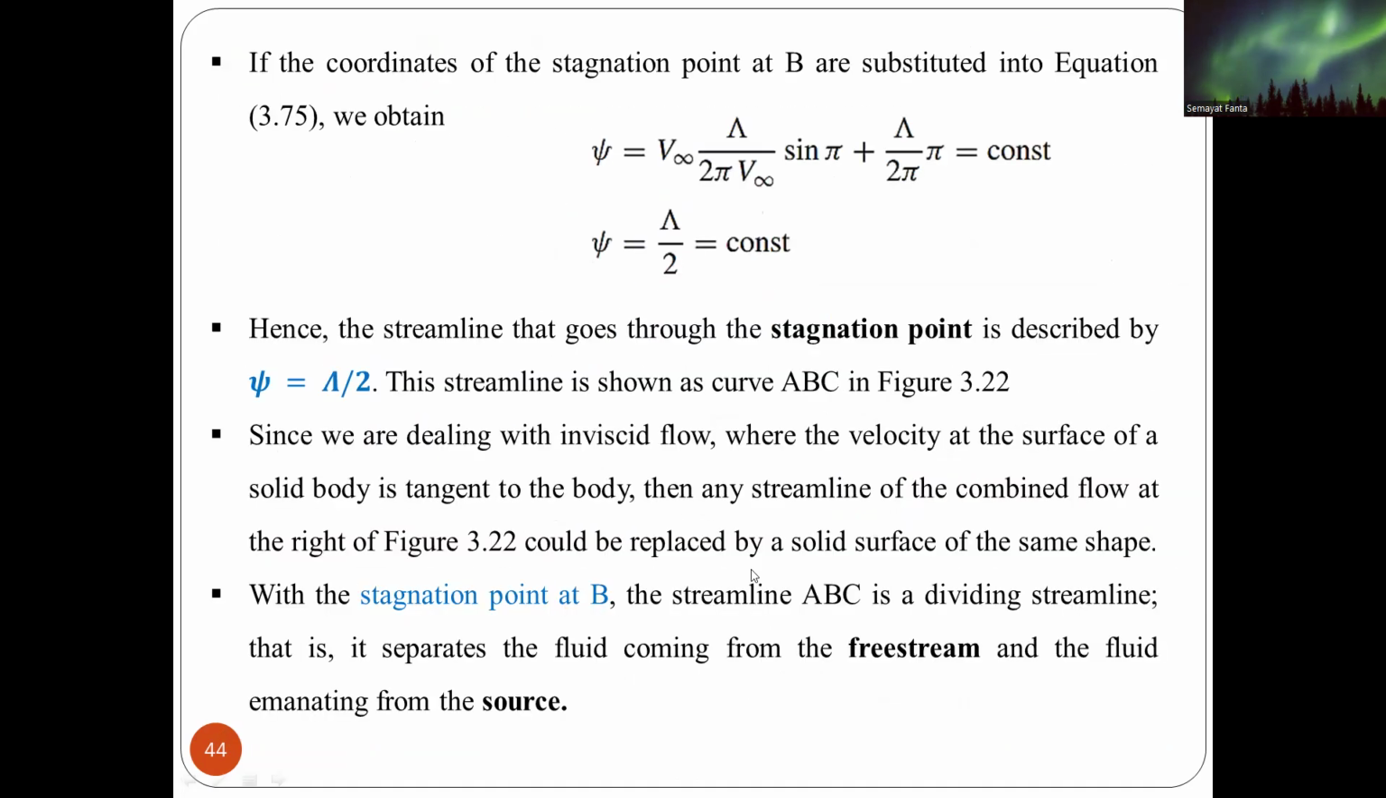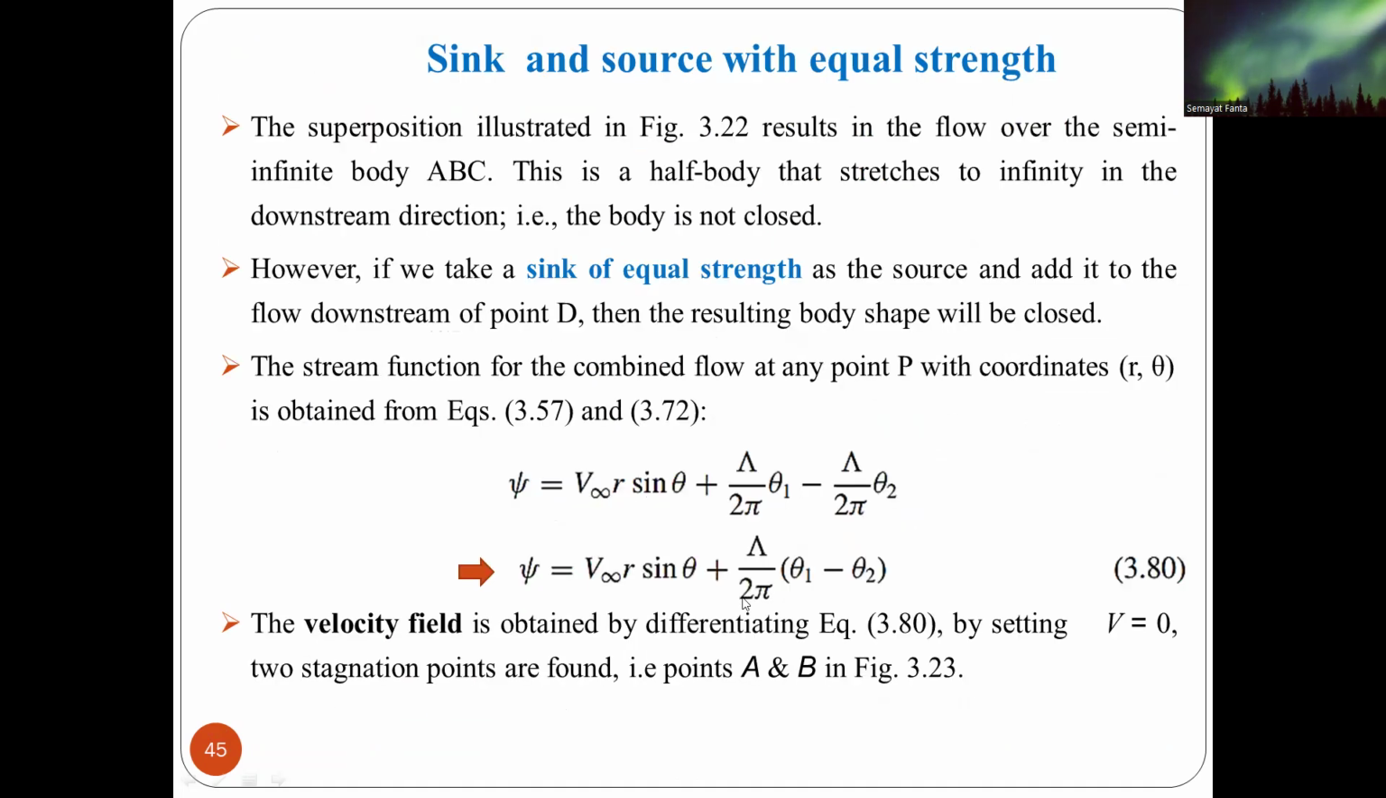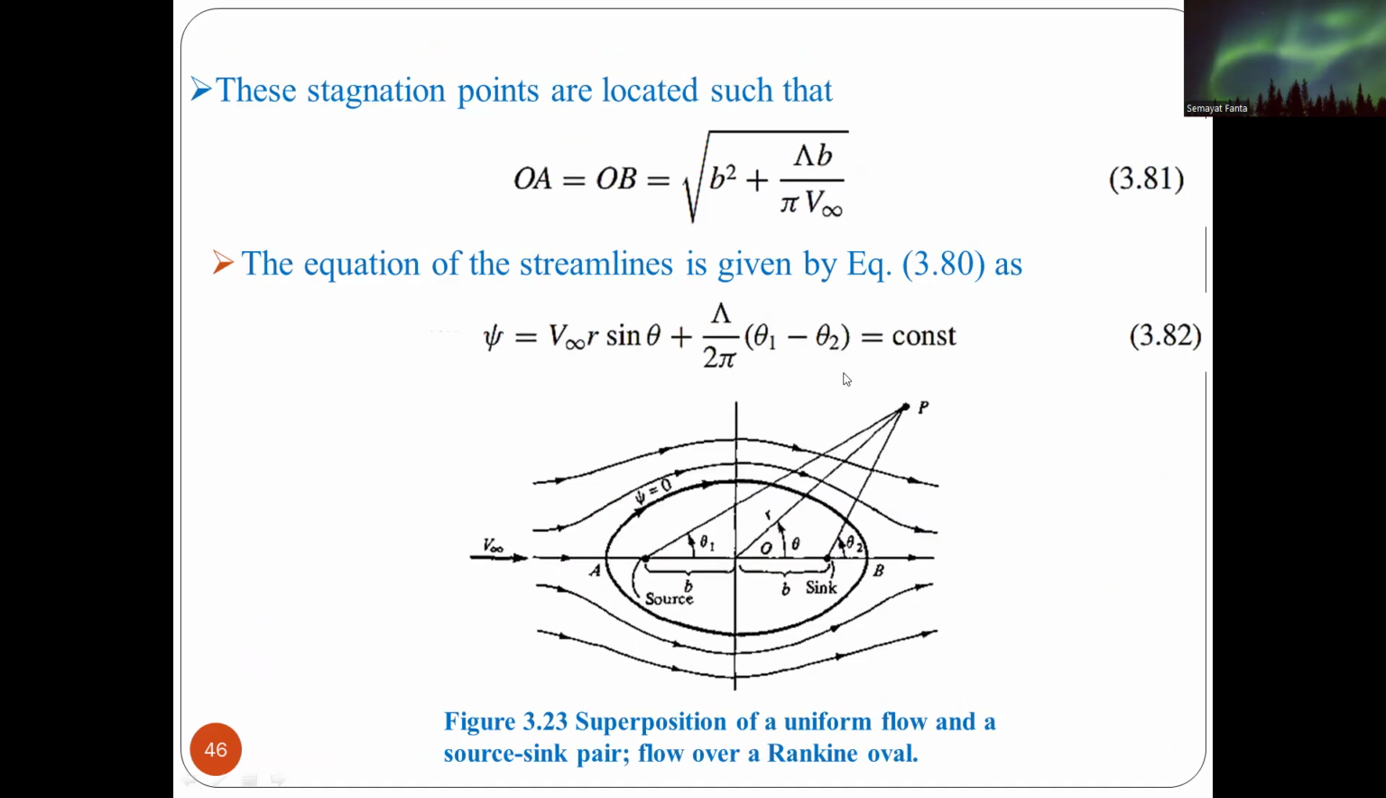So if we add the sink flow, it gives another case: source, sink, and uniform flow. I think it is better to see that part. So when we combine source, sink, and uniform flow, a superposition of uniform flow and a source-sink pair, this gives us an ellipse. It is called Rankine oval. It is just an oval with the shape of an ellipse, with one focal point at the source and another focal point at the sink.